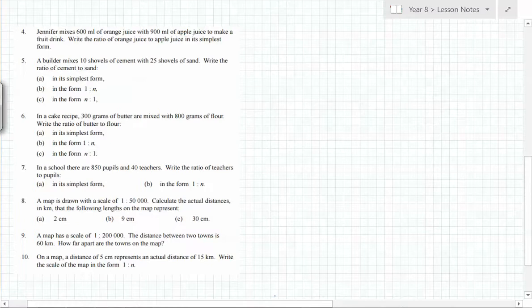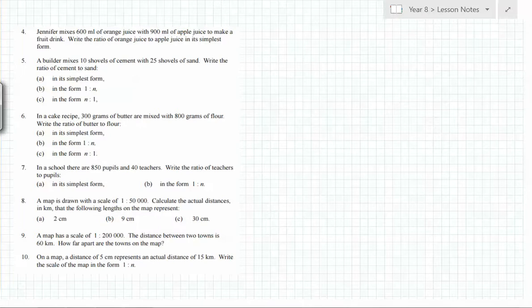Right, let's go through a few answers. So we've got to set up ratios, okay, and then simplify them. The whole point of doing this is to then be able to make further calculations. Right. So let's just have a look at question 4 together. So she mixes 600 millilitres of orange with 900 millilitres of apple juice to make a fruit drink. Write the ratio of orange juice to apple juice in its simplest form.